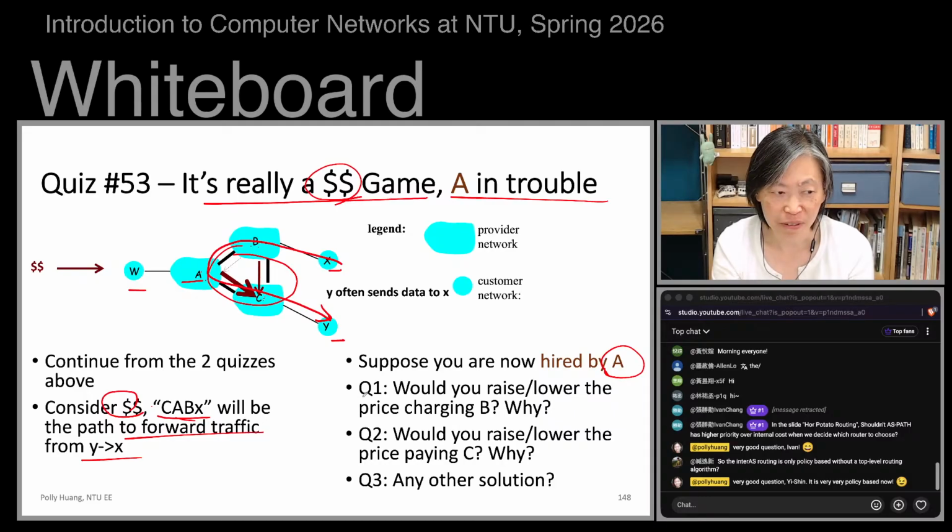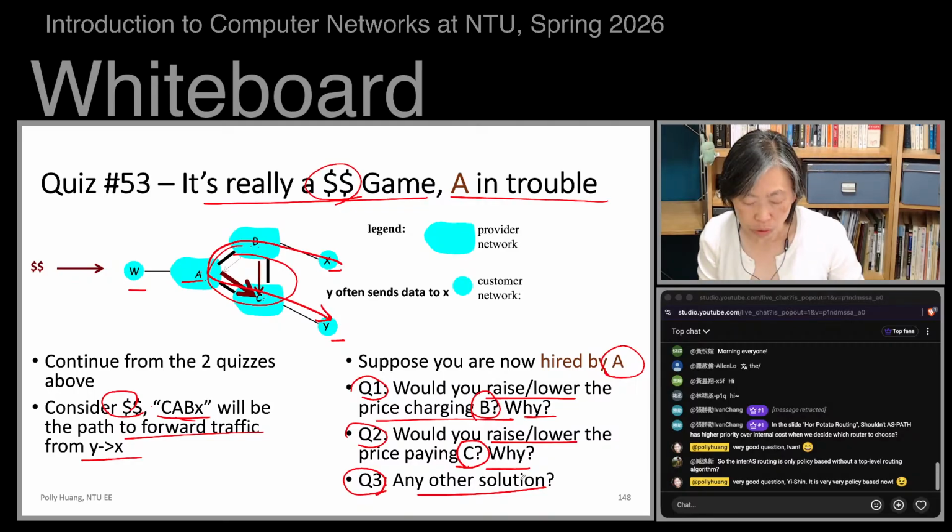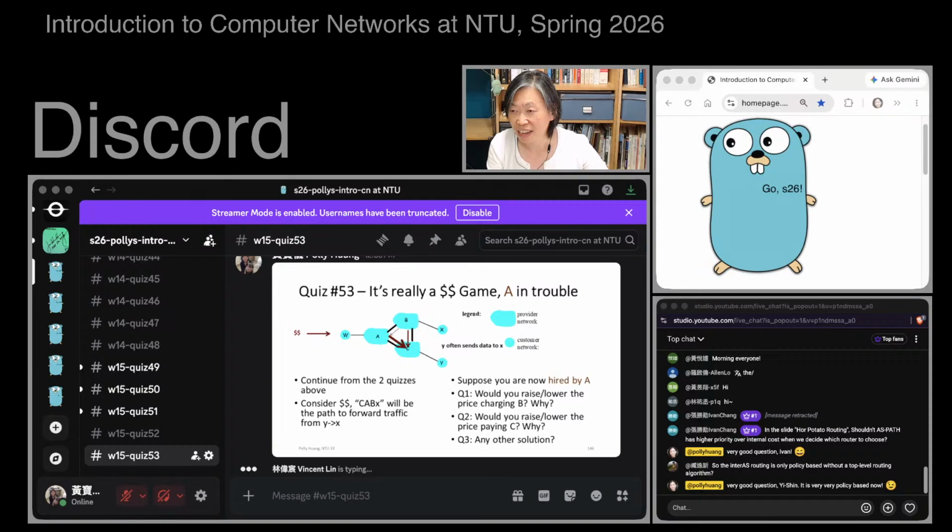Q1 asks, would you raise or lower the price charging B? And why? Q2, would you raise or lower the price you pay C? And why? Q3 asks, are there other solutions other than adjusting the payment plan? This one again is 5 minutes. Oh wait, no, we are close to the end of the lecture. Guys, you have only 3 minutes. Sorry about that. Let's go to the score. Channel quiz 53, 3 minutes.